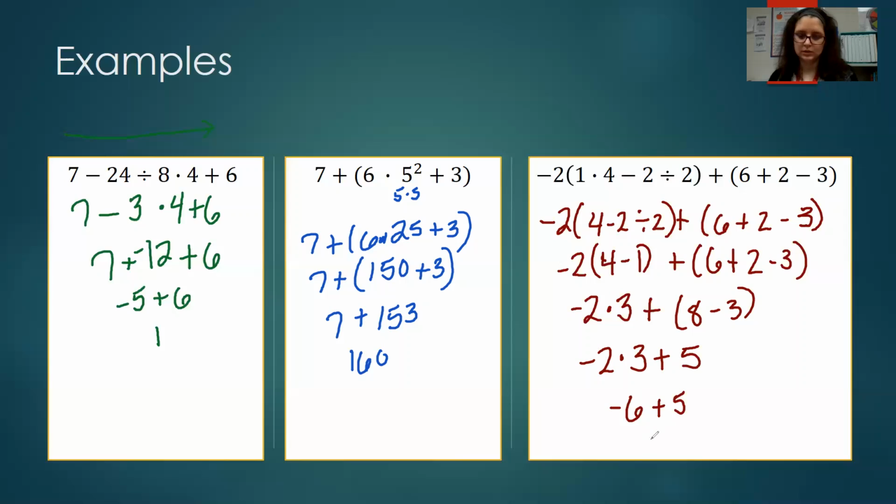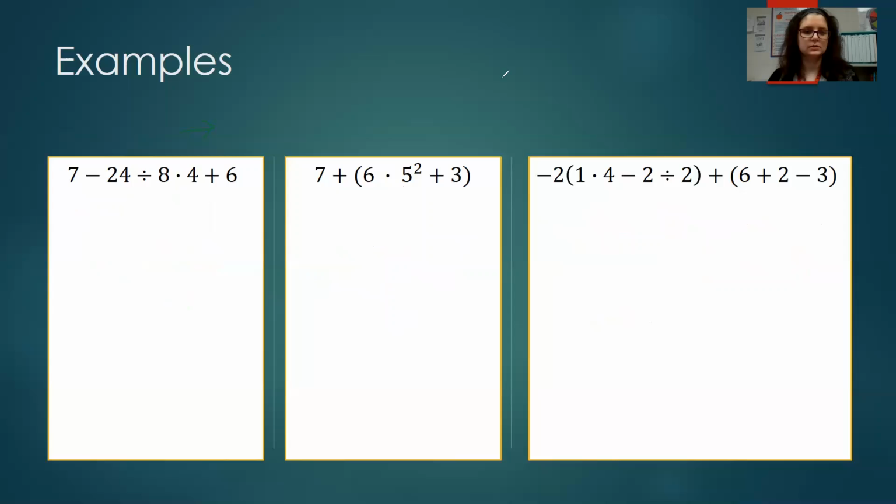Different signs tell me to subtract. 6 minus 5 is 1. I have more negatives, so this will be a negative 1. Okay, let's clear this and look at our next set of examples.